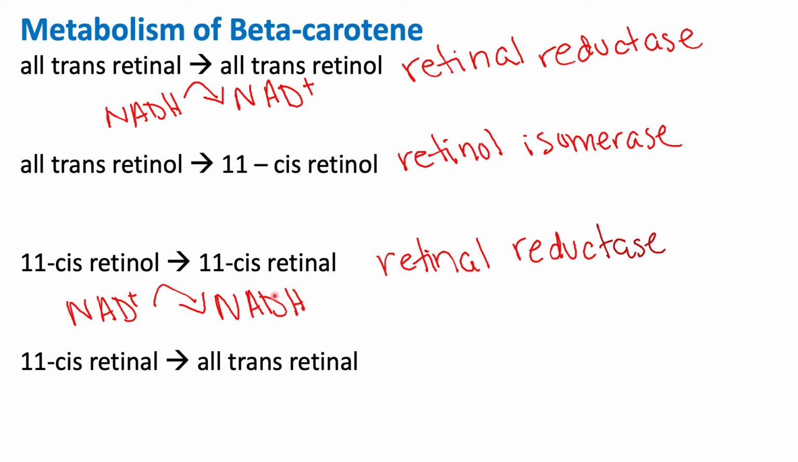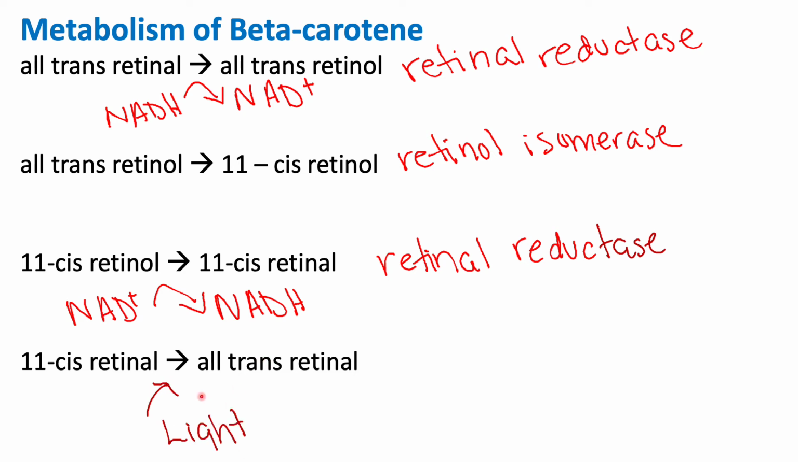Now we have 11-cis retinal, and we are interested in 11-cis retinal because remember that rhodopsin is a complex that consists of opsin and 11-cis retinal. So now this 11-cis retinal and opsin complex, known as rhodopsin, is going to absorb light. When it absorbs light, the 11-cis retinal is going to be converted into all-trans retinal. So to go from 11-cis retinal to all-trans retinal, all we needed was the input of some light.